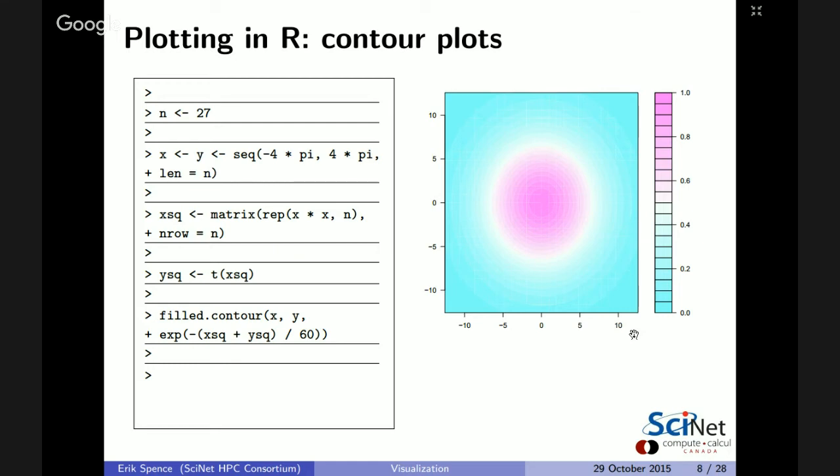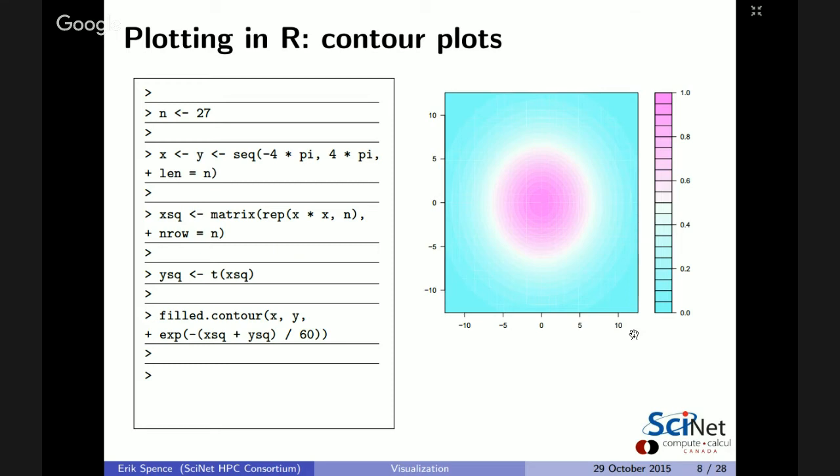Filled contour. We'll fill your contour. x and y give the x-axis and y-axis, which are 1D, then the exponential of negative x squared plus y squared, and some normalizing factor just so it sits nicely on the plot. The default color scheme for filled contour is, I think, called cm.colors. So you get this blue-pink combination.